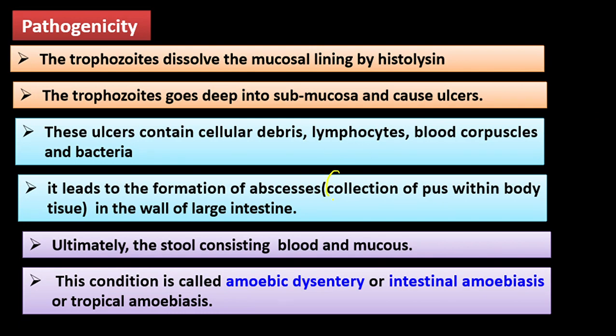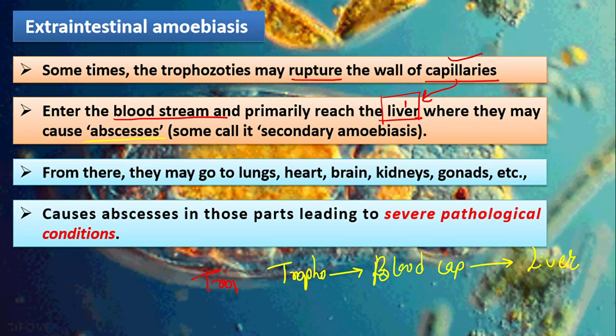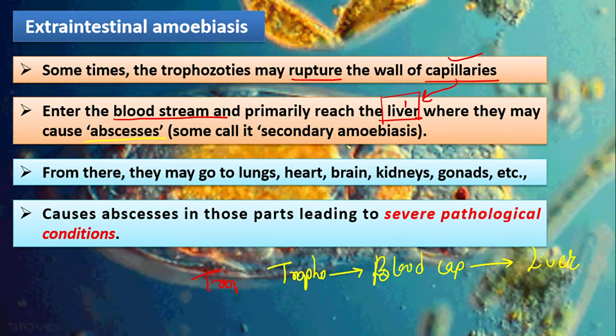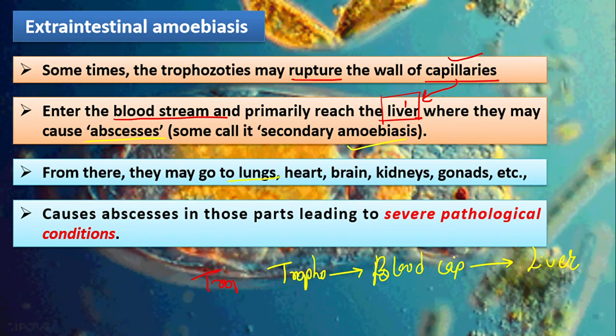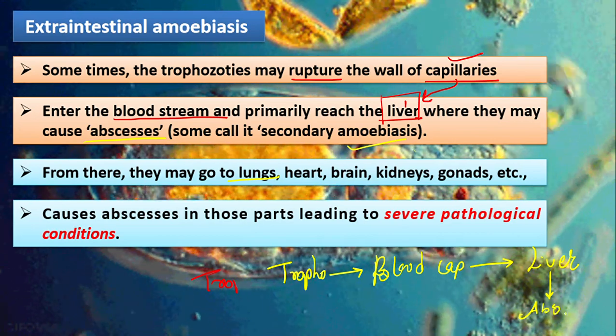It is the collection of pus within the body. We call it as, what do we call it as, abscession. Okay, sorry, I forgot. Abscession. Some may also call it as secondary amoebiasis. Now from there they may go to lungs. तो अब यहाँ से liver में it is going to cause abscession.